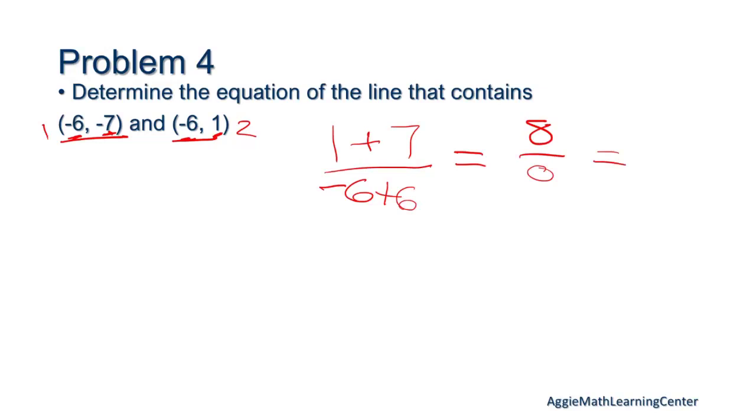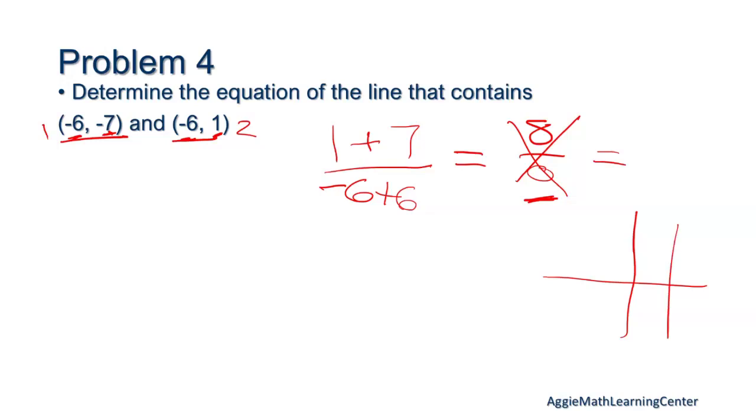Do you see any issues? What's wrong with that? Dividing by 0. Yeah, this is not allowed. So this gives us an undefined slope. Do you know what that looks like? It's kind of weird. Is it a straight line? Yeah, it is a straight line. So we'll have something like that.